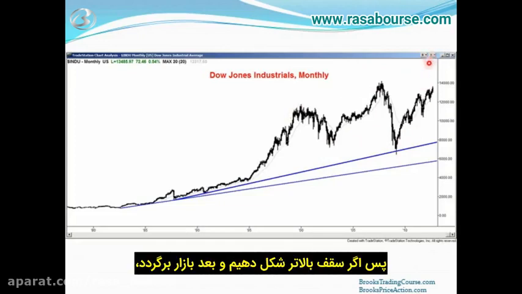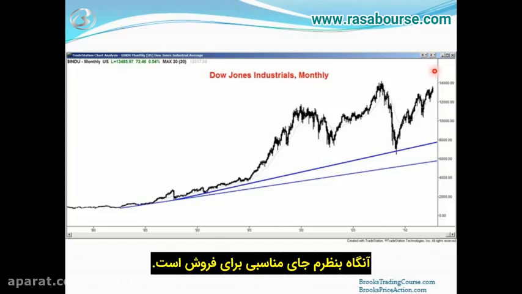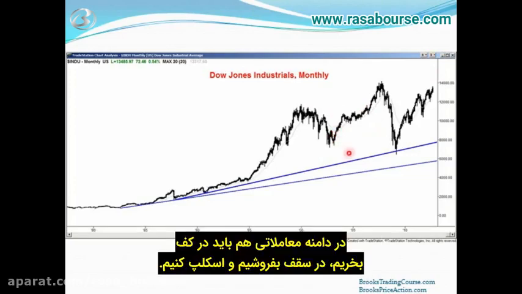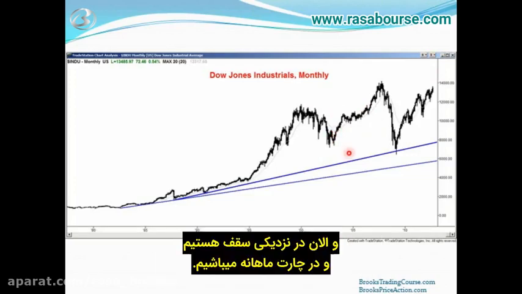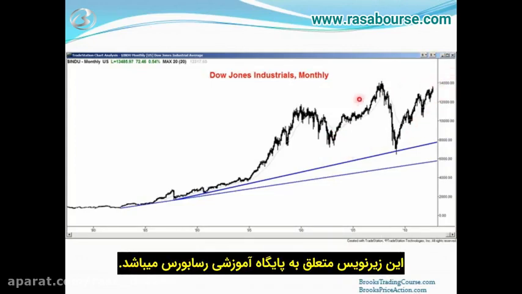So if we do get up to a new high and form a reversal, I think it's a fairly reliable short. Right now, I think we're near the top of a 12-year, 13, 14-year trading range. And trading range, buy low, sell high, scalp, we're near the top. So on the monthly chart, I would only be looking to sell.